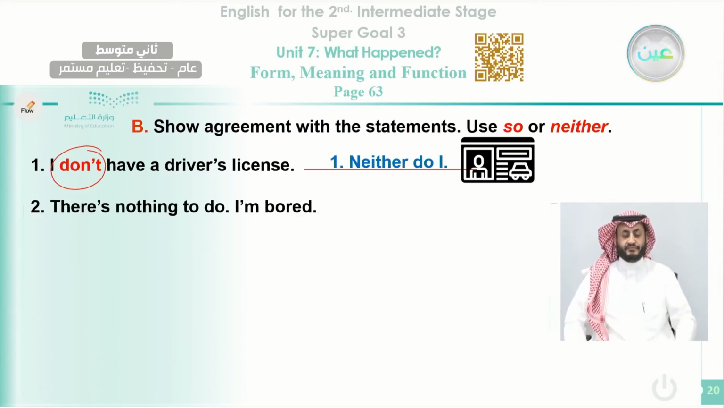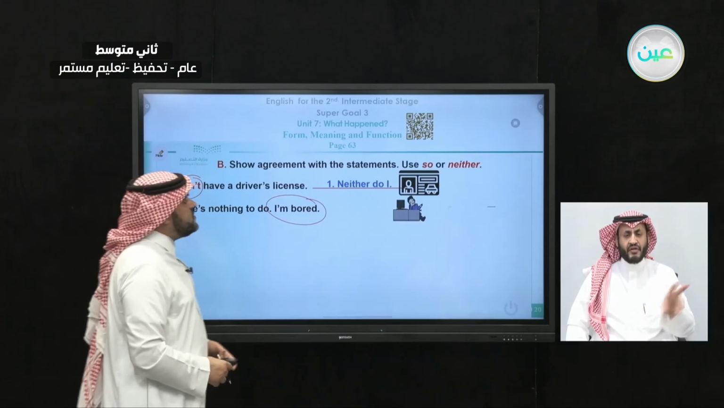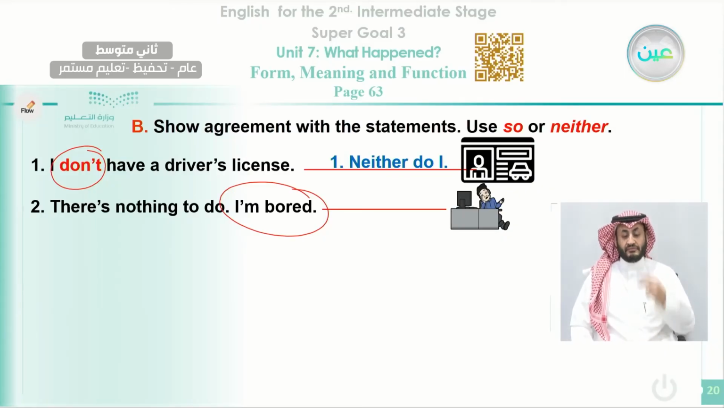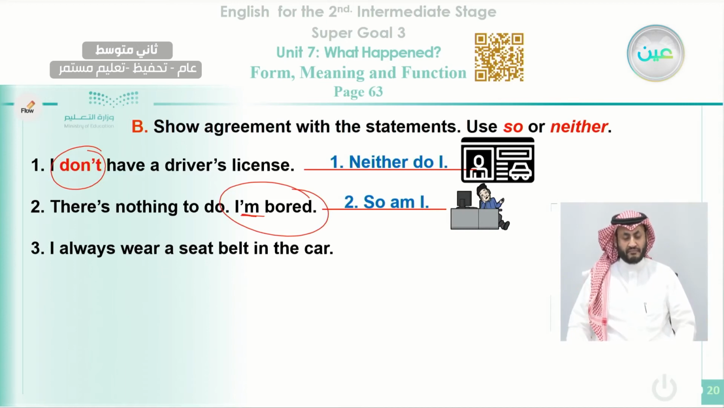Number two, "There is nothing to do. I am bored." Here, this is the most important sentence. "I am bored." Okay, you want to agree that you are also bored. How do you say it? Look at the man. He is bored. He is doing nothing. Okay, he says, "So do I." Okay, "So am I." Sorry, because here there is "I am". He's talking about himself. "I am bored." "So am I."